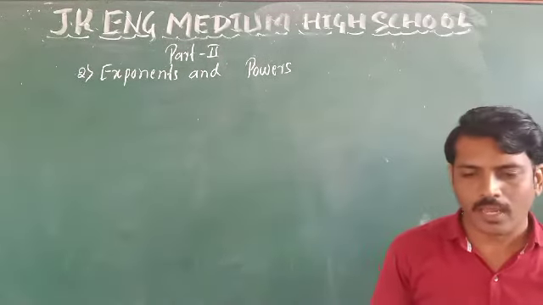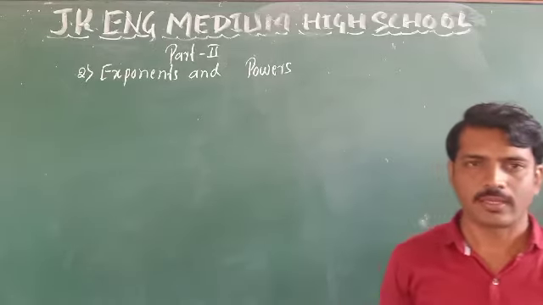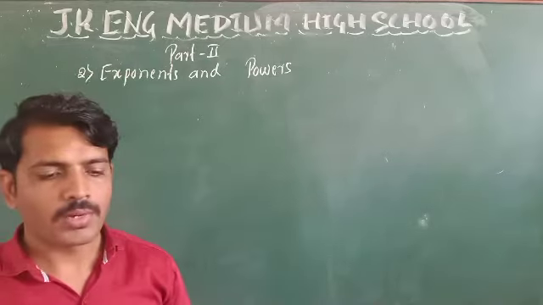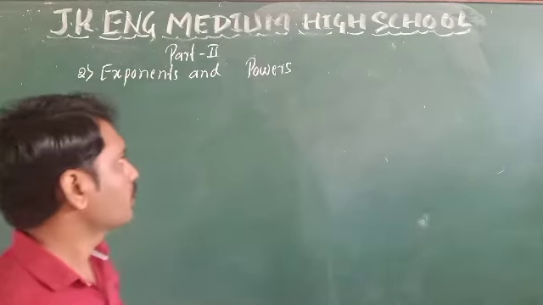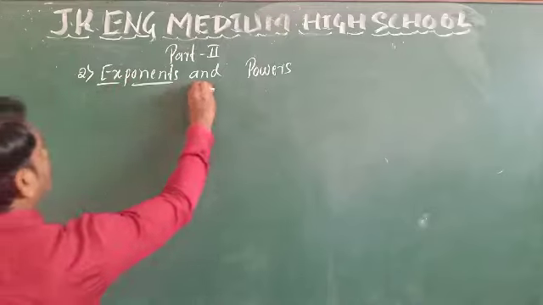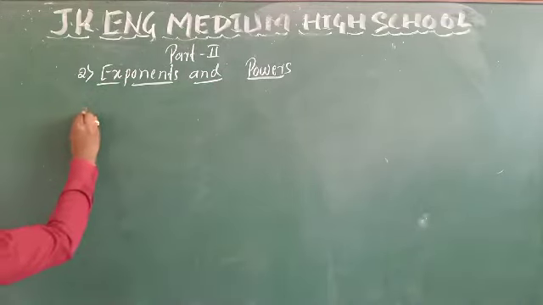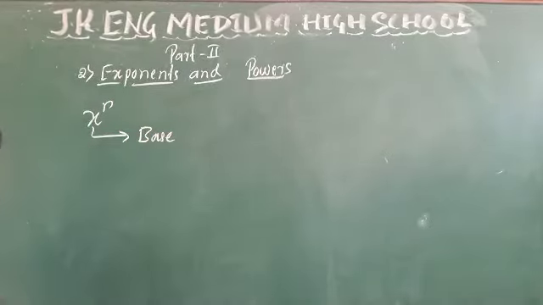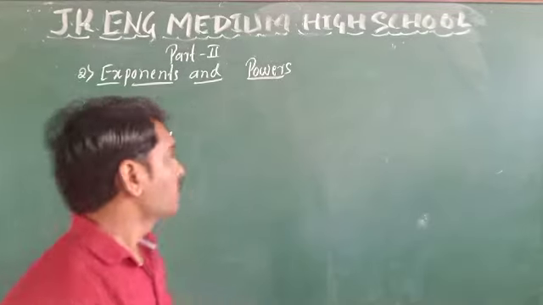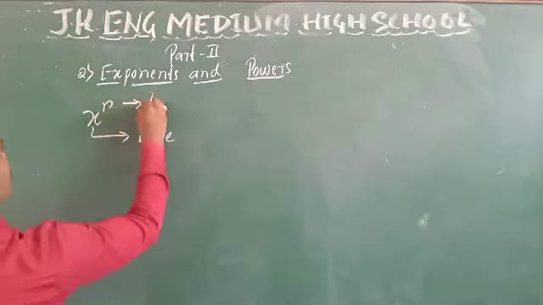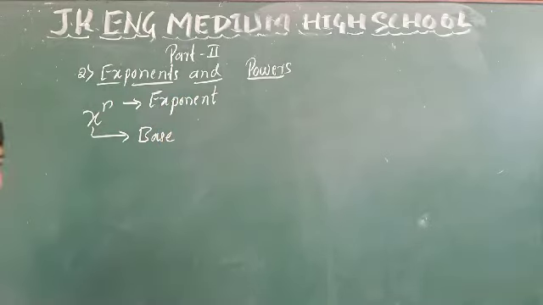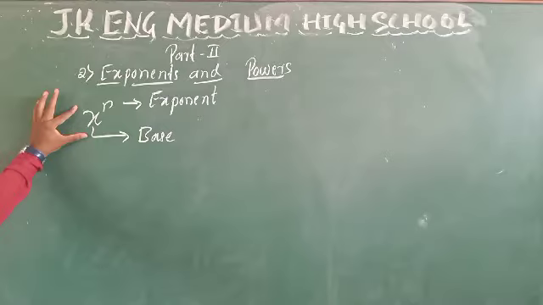Clear enough? If you are having the base, okay, if you mention any number on the top of the base, what will we call it? We'll call it an exponent. For example, x to the power n. What is x? x is the base. Correct, children? What is n? n is the exponent. Clear now? x is called base.